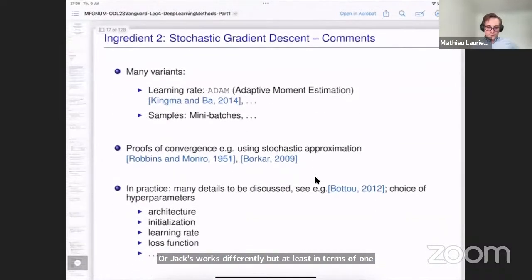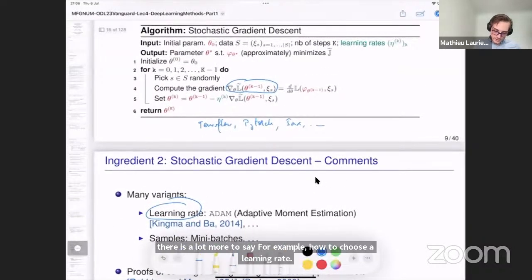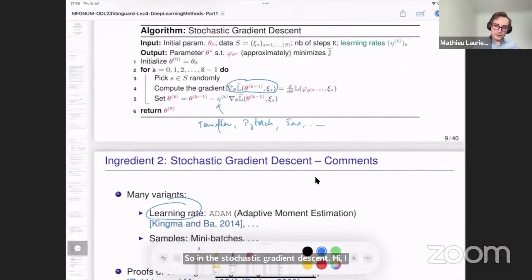All right, there are many comments to make. These were my few slides about deep learning, and there is a lot more to say. For example, how to choose a learning rate. In stochastic gradient descent, there is a learning rate which describes how fast you update your parameters. Small learning rate, you don't update a lot. Big learning rate, you update a lot. Of course, how much you update also depends on the size of the gradient. If you have a small gradient, maybe you want to use a large learning rate, or vice versa. It really depends on the situation.